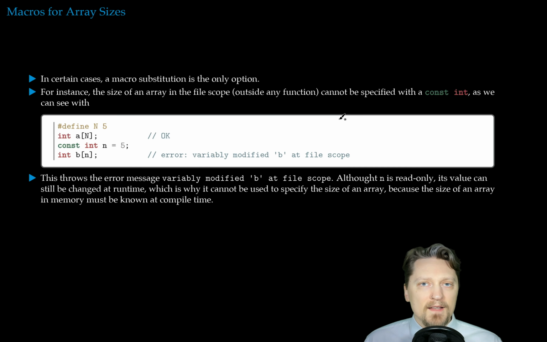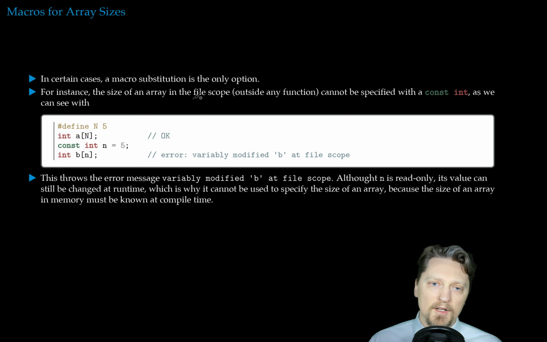Macros for array sizes. In certain cases, as we said, a macro substitution is the only option. For instance, the size of an array in the file scope, i.e. outside any function, cannot be specified with a const int, as we can see with this example. So we can do a macro for n and use n as the size of the array that's being defined here. This is fine. This is good.